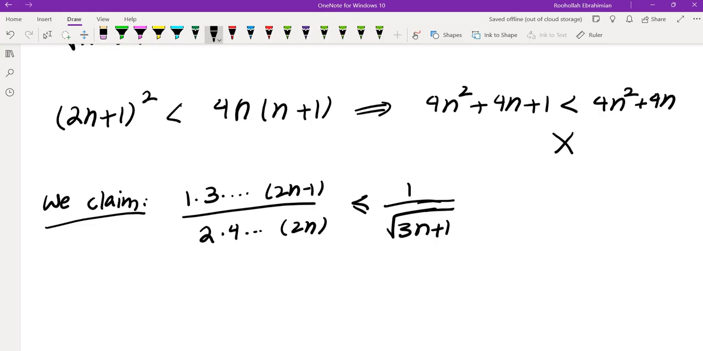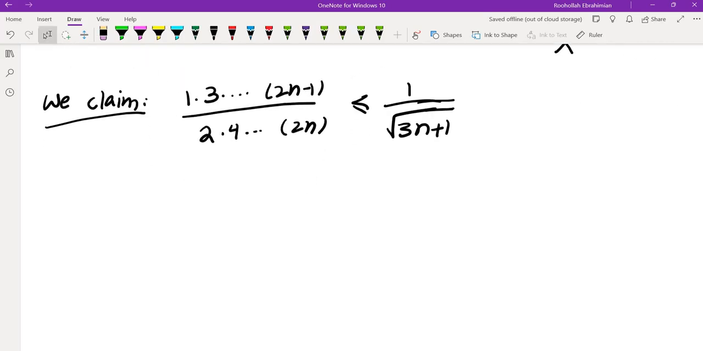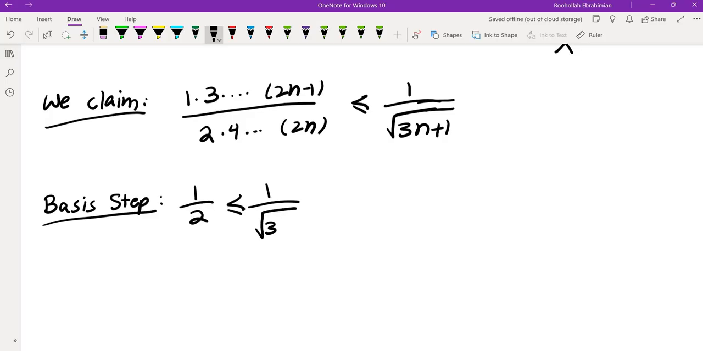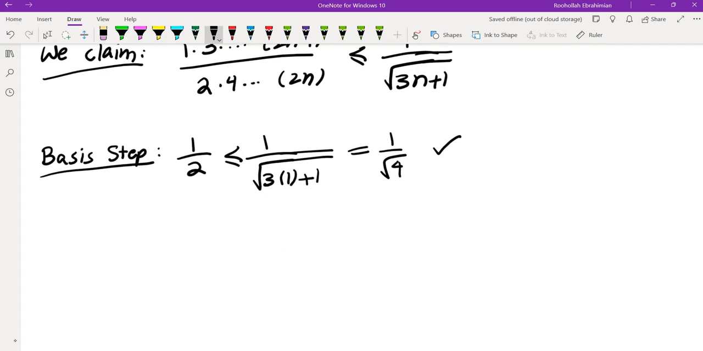We are going to slightly make this one stronger. Let's see why this inequality is true. So we're going to use induction again. So the basis step would be for n equals 1, which gives us 1/2 is less than or equal to 1 over root 3 times 1 plus 1, which is in fact 1 over root 4. This inequality is valid because both sides are 1/2.